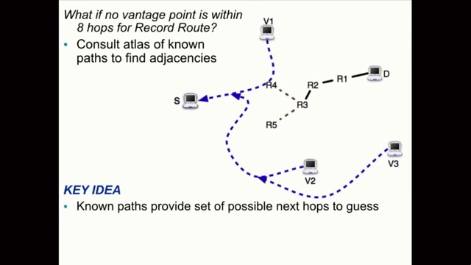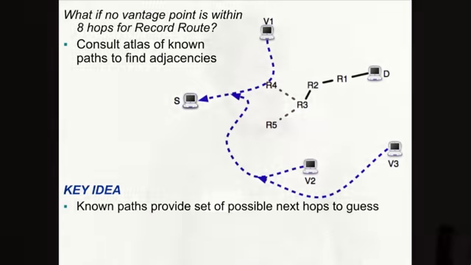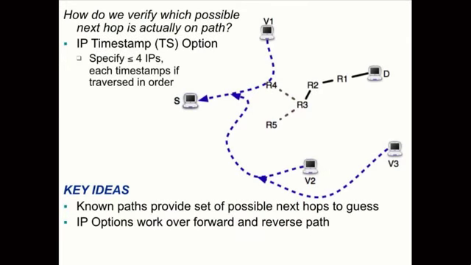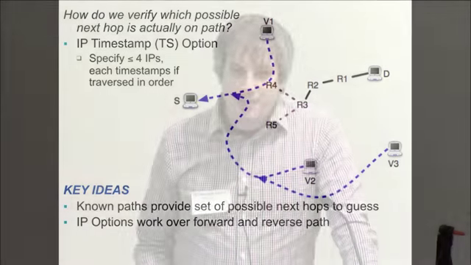We need a way, given one of these candidate guesses, to verify whether or not it's on the path or not. And this is where we're going to use a different option, the IP timestamp option. We're going to use the pre-specified version of the IP timestamp option. What this does is let you specify up to 4 IP addresses in the header of the packet. And each of them will record a timestamp if they're traversed in order.